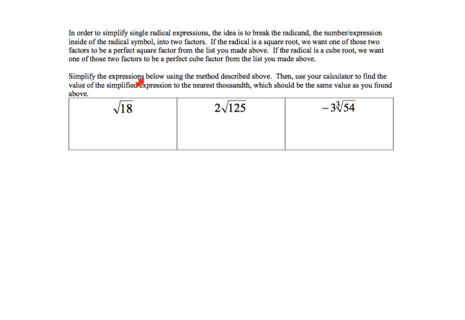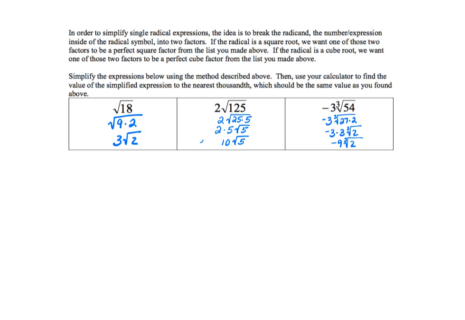So we want to simplify these expressions using the method we described above, then use our calculator to find the value of the simplified expression to the nearest thousandth, which should be the same as the value you found above. So just to get you started, I'm going to look at the first problem, and I see that it's the square root of 18. And I know that 18 is 9 times 2, and I chose that because 9 is a perfect square. So this can be now simplified to 3 square root 2. Do the remaining two problems on this page, press pause, and when you're ready for the answer again, press play.